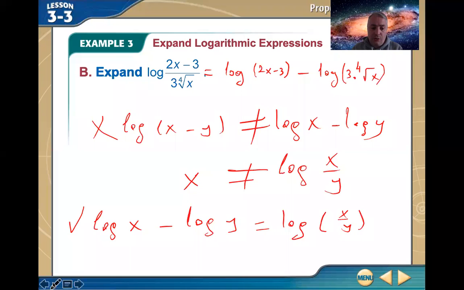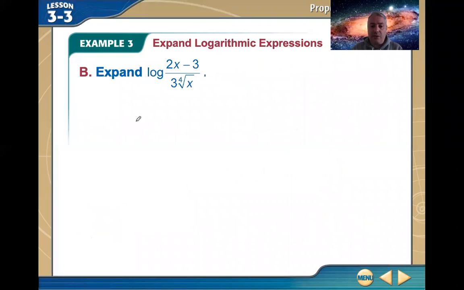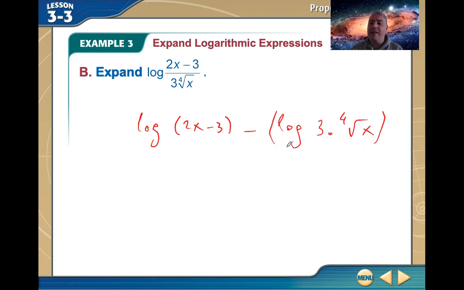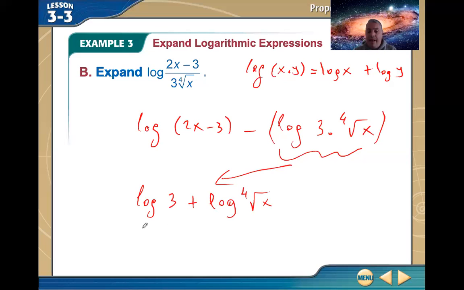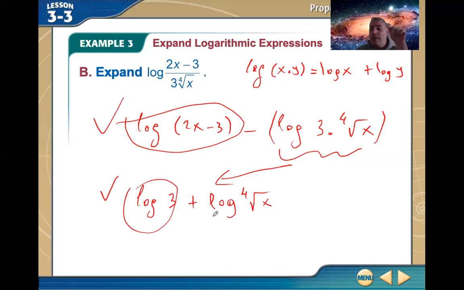So what can I do then? Log(2x minus 3) is here. Do not touch it. It's over, finished. But log(3 times the 4th root of x), now I can work here. Why? When I have the logarithm of x times y, this is the logarithm of x plus the logarithm of y. This is the rule. So this is equal to log 3 plus log of the 4th root of x. Now this is finished, I can't go further.